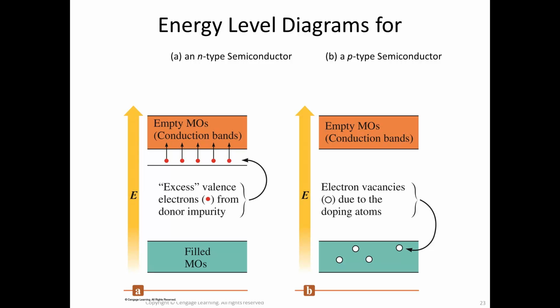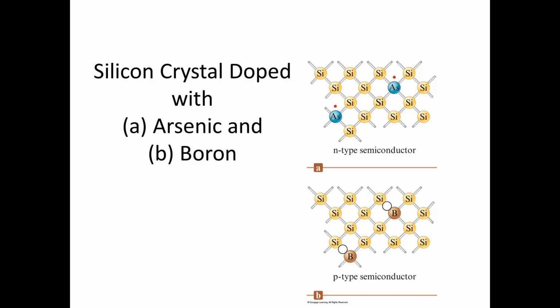In an N-type semiconductor, we get excess valence electrons from donor impurities, and in P-type semiconductors, we get electron vacancies due to our doping atoms. And the trick is to try and match up the band gap of an N-type and a P-type semiconductor.